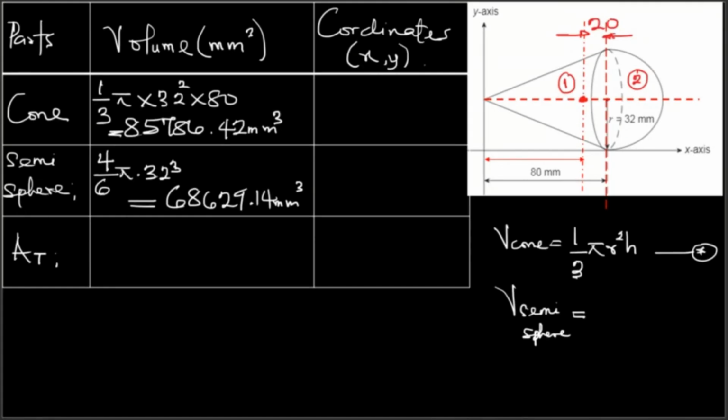Okay, so it's going to be 80 minus 20, which gives us 60. So the x coordinate is 60. The y, of course, is constant. The y is 32, so it's from the x-axis to the center.